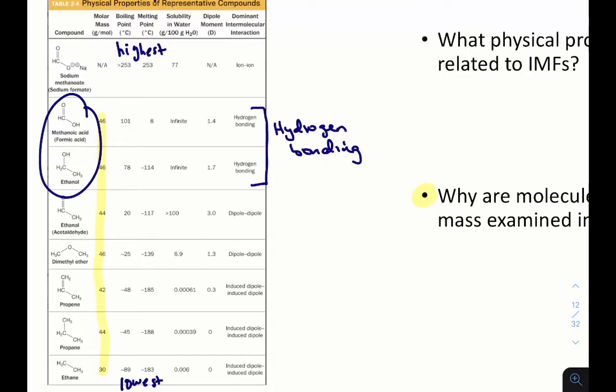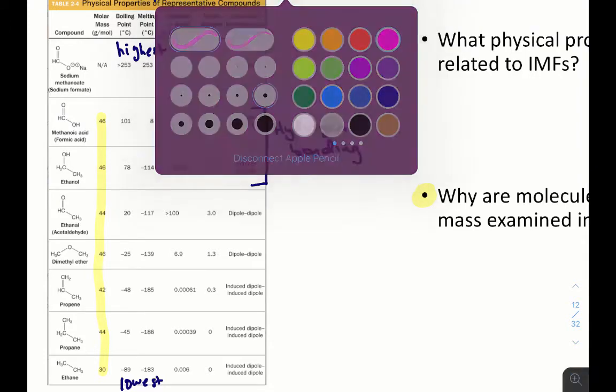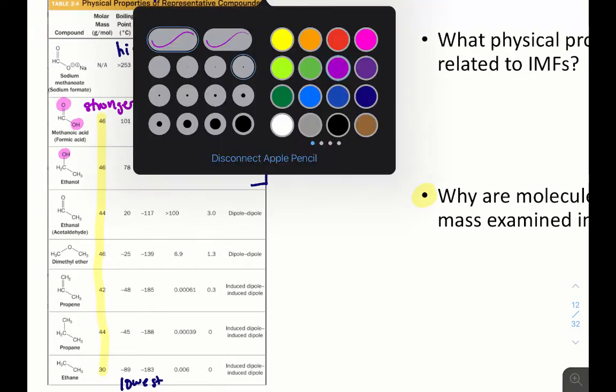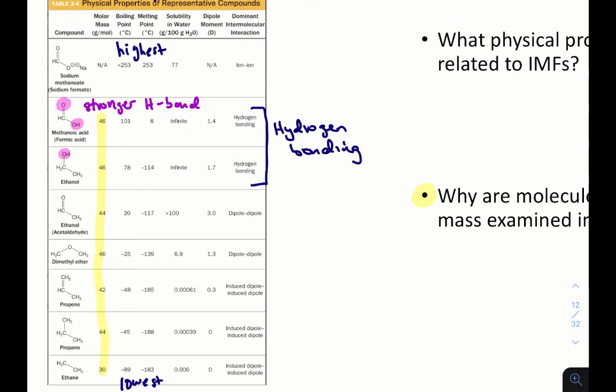We did say that because formic acid, aka methanoic acid, has two sites with which to make hydrogen bonds rather than just the one in ethanol, formic acid does have stronger hydrogen bonding interactions, and that's interesting, that it has higher melting points and boiling points and an infinite solubility in water. This means they mix in all proportions.